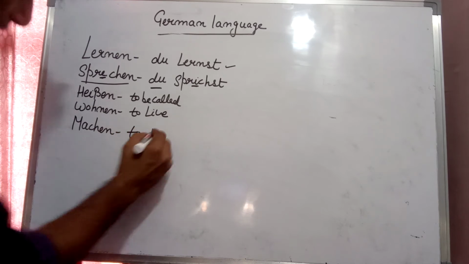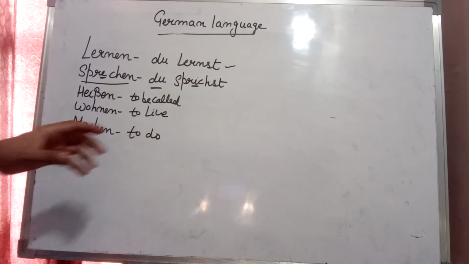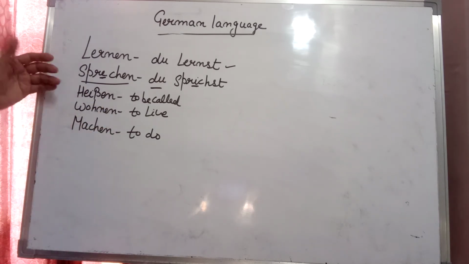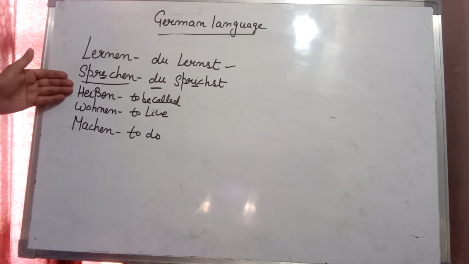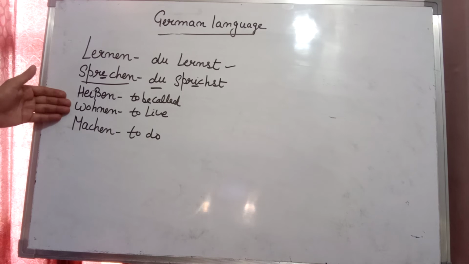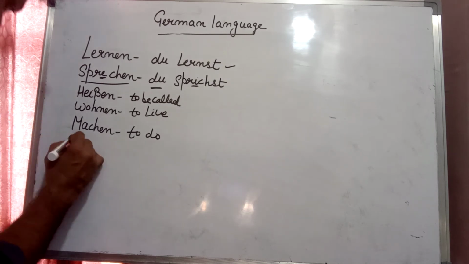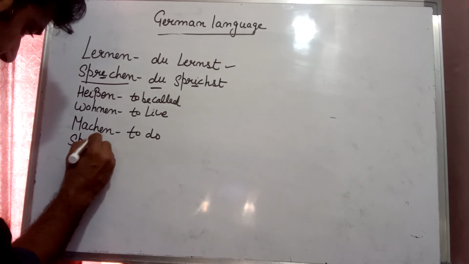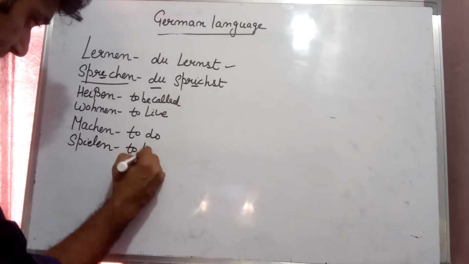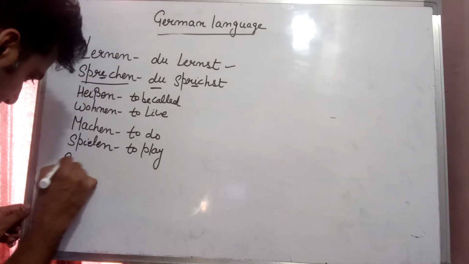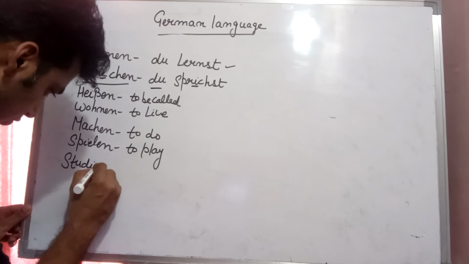So I'm giving you the verbs, and you can make it your own way, because you already are aware. If you go back to my previous pattern, I have already given you the details of how we can convert: ich heiße, du heißt. Wohnen is to live, machen is to do. So these are the verbs. Speak up, spielen. Spielen is to play. Studieren. Speak up, please. Studieren is to study.